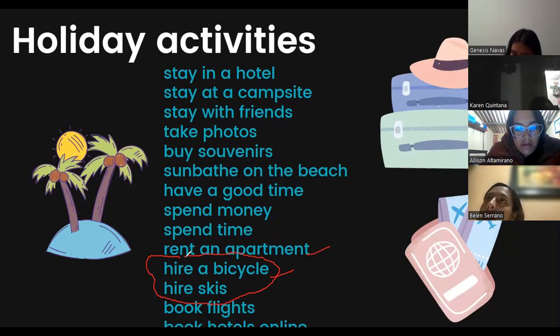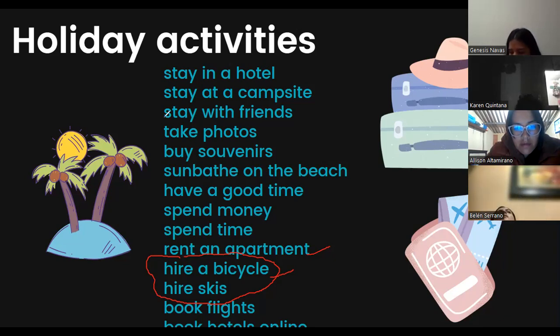Si yo estoy, por ejemplo, en Samán, digo, I'm gonna hire a bicycle. Alquilar una bicicleta. Exactly. Alquilar. That is a word. Alquilar una bicicleta, alquilar skis, o también arriba podemos rent an apartment, rentar un apartamento, rent a car. So those are the verbs.